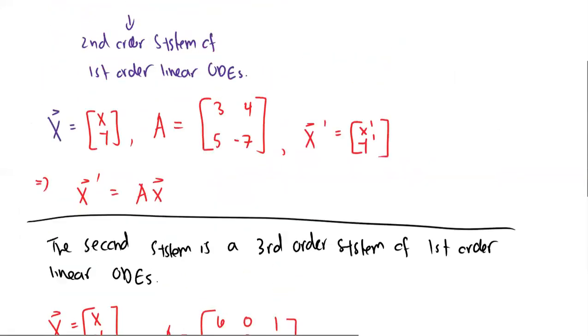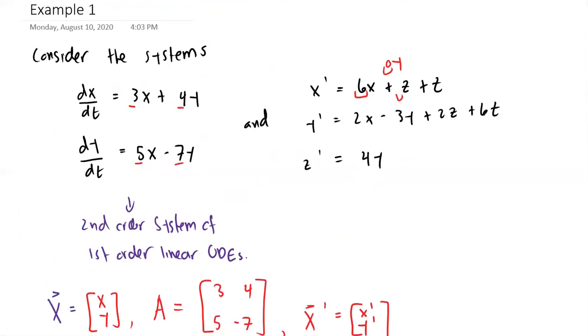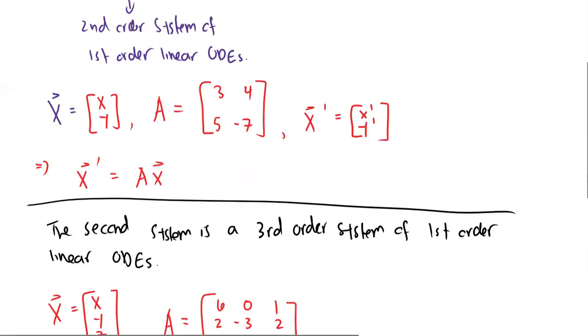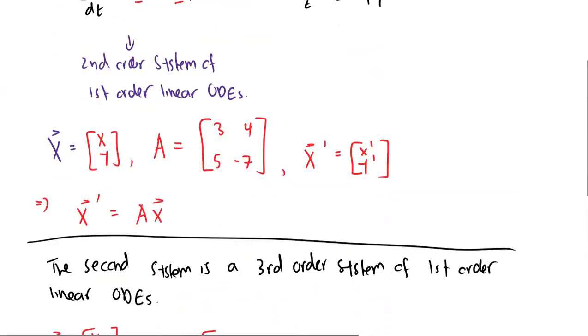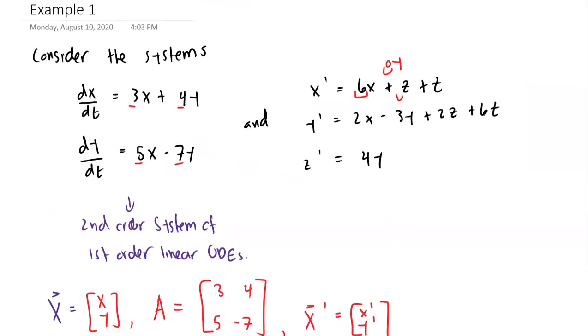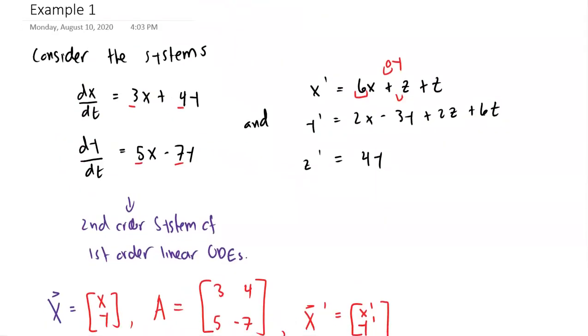Now, in this case, this system is not homogeneous because there are functions not being multiplied by dependent variables. So we will have, in this case, a vector g. Let's see what it is. The function not being multiplied by any dependent variables in the first equation is just the function t. So g sub 1 is t. In the second equation, we have the function 6t.